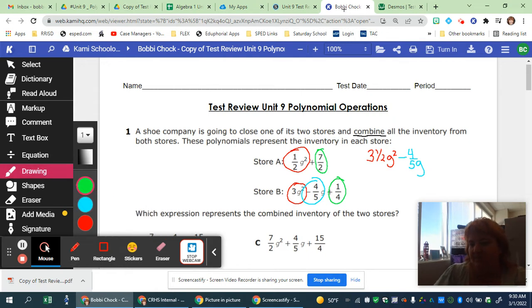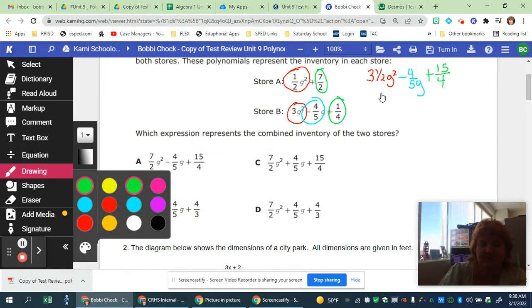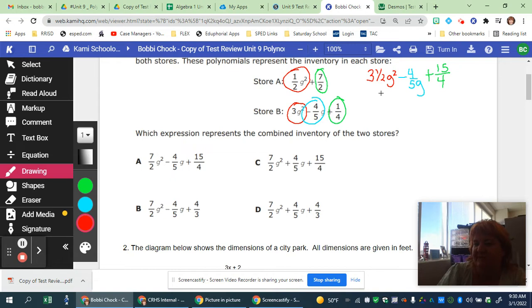So plus 15/4. Okay, so let's look at our answers. We have choices. Do you guys remember how to turn this into a mixed number? Just in case you don't remember, you multiply the 3 times the 2, which is 6, and then you add the 7. So that's the same as saying 7/2 G2. Okay? So 7/2 G2 minus 4/5 G plus, oh, it's right here. Okay. So the answer is A.